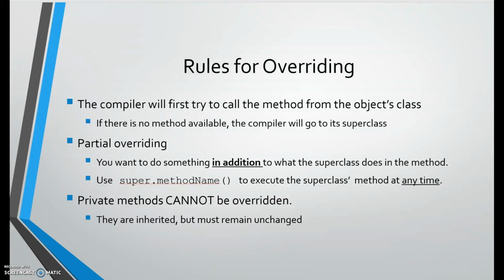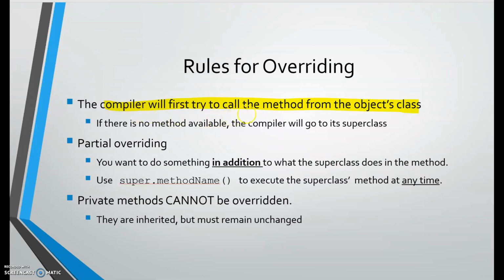So let me just recap some of those things I said a minute ago, and we'll see them again in the context of the notes. The compiler will first try to call the method from the object's class. So it's going to look within its own class. That's kind of like saying, if we went back to my meatball recipe, do you have a recipe for meatballs? No, I don't. Okay, does your mom? No, she doesn't. Okay, does your grandma? Oh, yeah, she does. Okay, let's use your grandma's recipe.